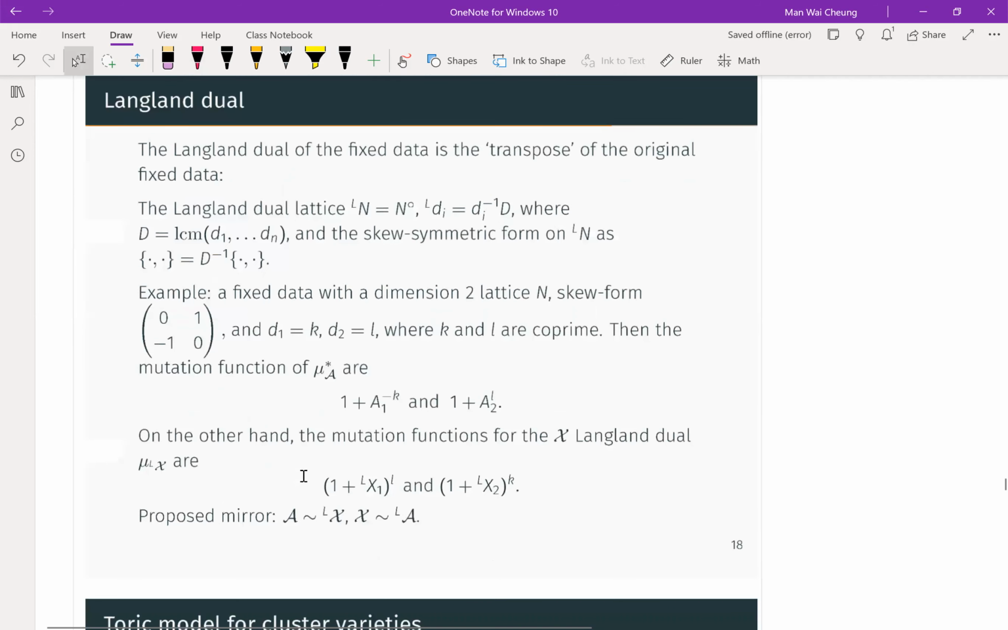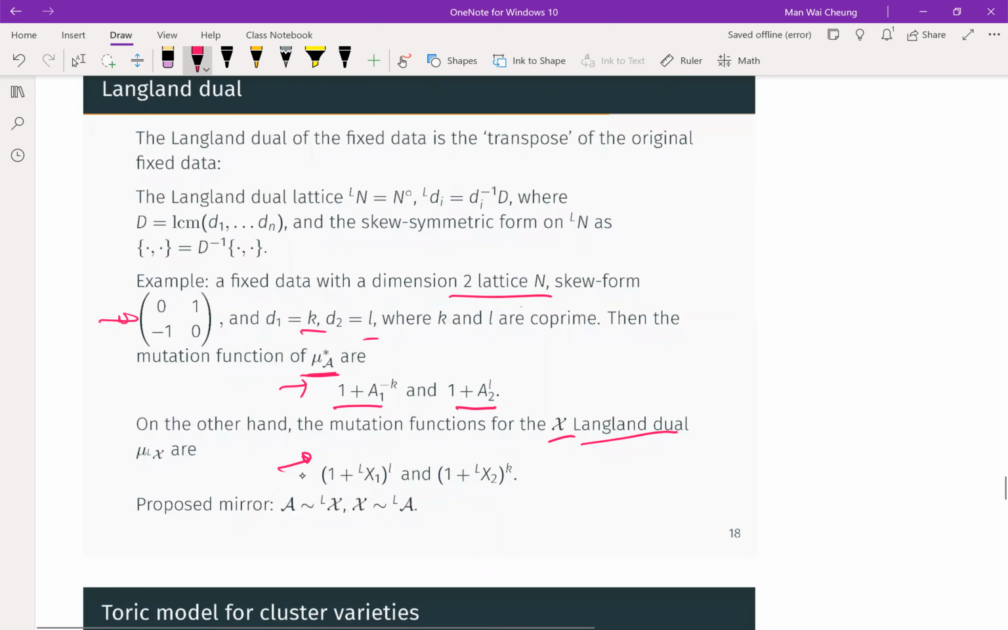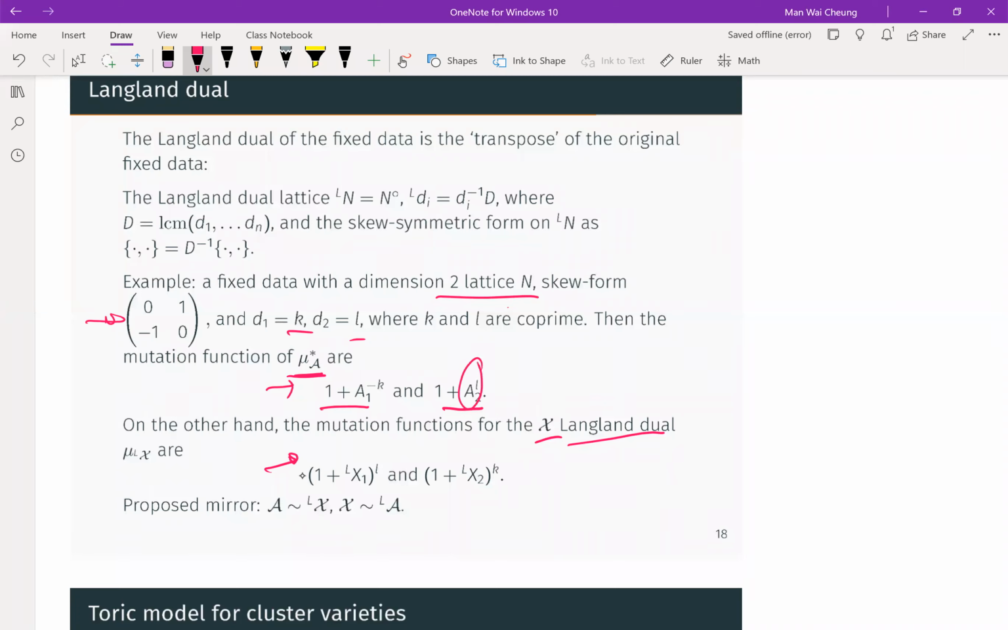And let's understand everything by example. So here is again dimension 2, skew symmetric form 0, minus 1, 1, 0. The d_1 is k, d_2 is l, k and l are coprime. And then on the A side, the mutation, if we dictate everything else, the birational maps that we have are things like this. And on the other hand, we look at the Langlands dual X, and then the birational maps are like this. So you can see here a few things to observe, which is here is A_1 to the l, A_2 to the l.